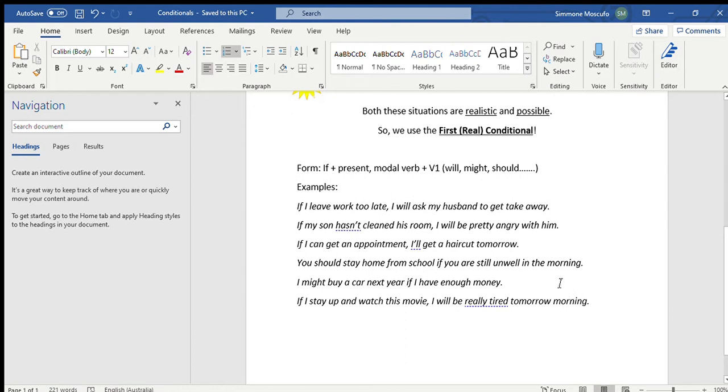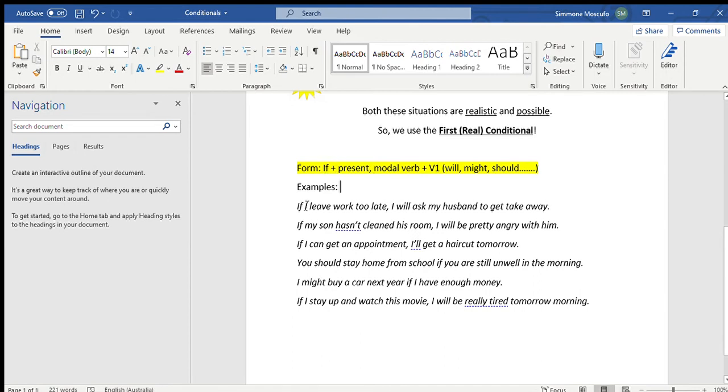Okay, so these are all examples of first conditionals or real conditionals. If you have a look up here, I've got the form. So I'm just going to highlight that. Okay, so your form will use if plus present.